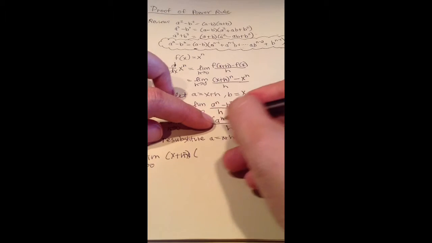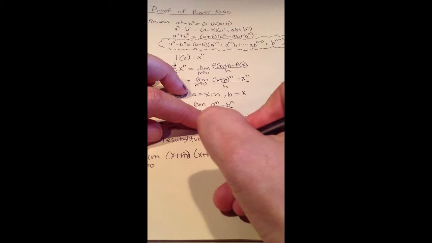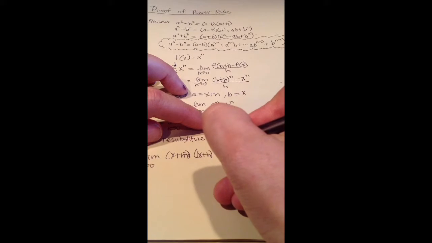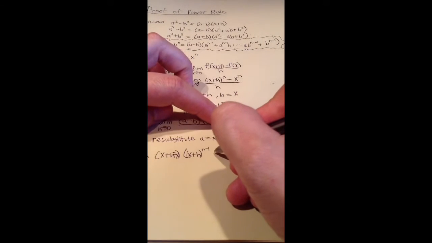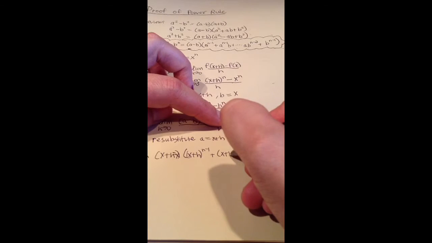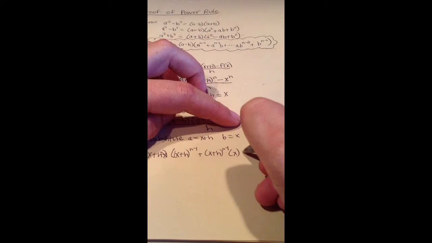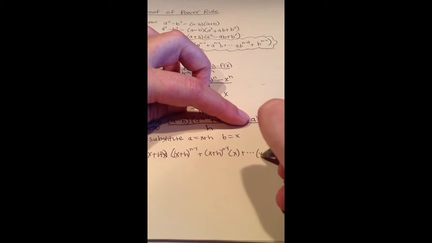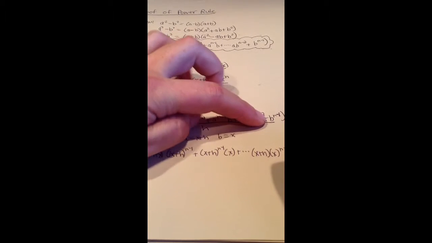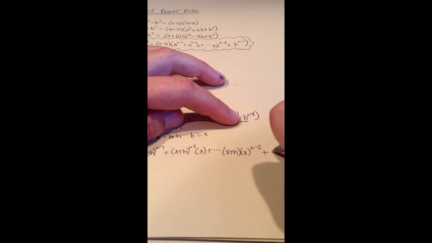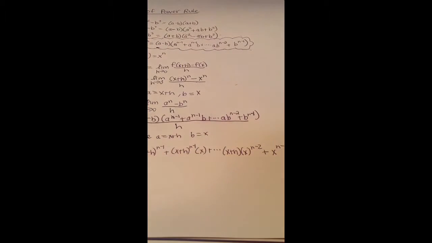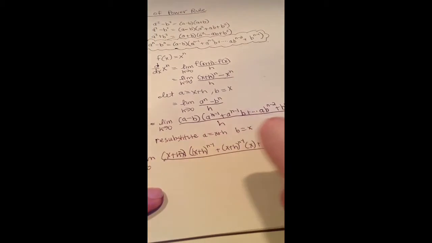Okay, and then I've got x plus h to the n minus 1 plus x plus h to the n minus 2 times x plus dot dot dot x plus h times x to the n minus 2 plus, okay, b here I'm going to have x to the n minus 1. Okay, and this is going to be all over h once again.